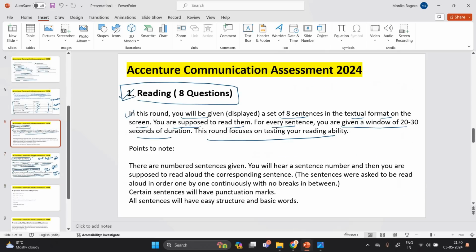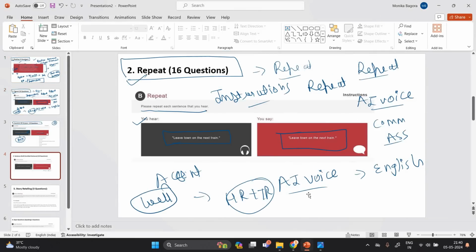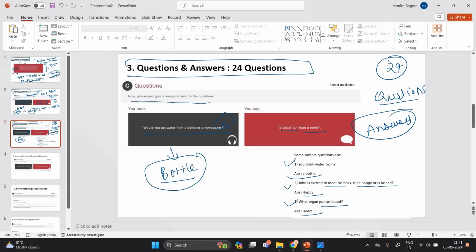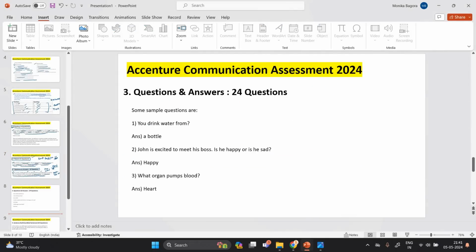So basically in the third section, question and answer, what are the questions asked, guys? You drink water from a bottle. John is excited to meet his boss. Is he happy or is he sad? Happy. What organ pumps blood? Heart. This type of question, there are sets of questions, and you have to tell your answers in that. So this is the third section. Let's move on to our next section, and this is the example of the question and answer section, guys. It is very important.